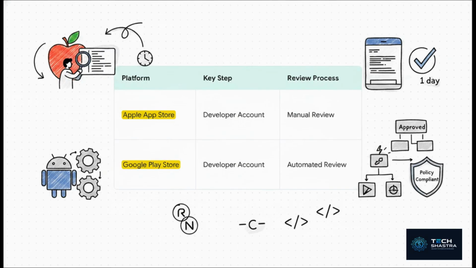For both the Apple App Store and the Google Play Store, you'll need to pay for a developer account. The main difference? Apple has actual humans who look at your app to make sure it's good and safe. That can take a day or two. Google's process is mostly automated, so it's usually faster. You just have to follow the rules for each store.